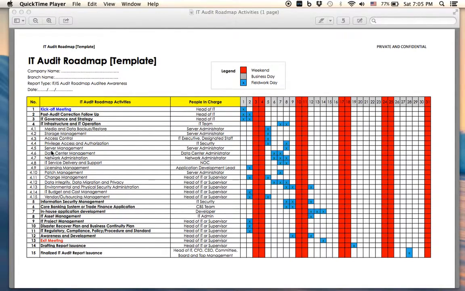So the next is server management. In server management, you will obtain the configuration on the server. You may obtain the list of production servers or disaster recovery side, both the production and DR side. So what are the platforms on the server? They can be Microsoft Windows server, Linux, Unix or Azure, something like that.